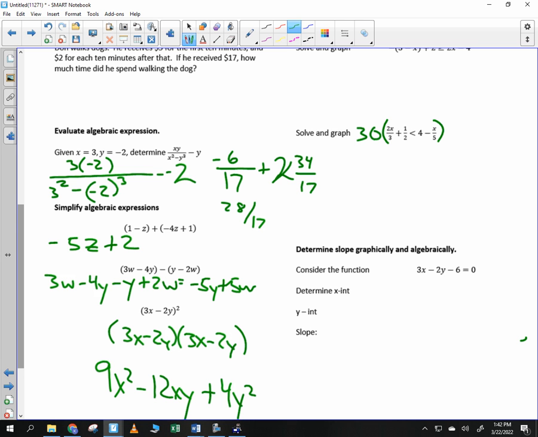So 30. So I'm just going to multiply everything through by 30. So I've got 30 divided by 3 times 2x. 20x. 30 times a half. 30 times 4. And then 30 divided by 5 times x is 6x.